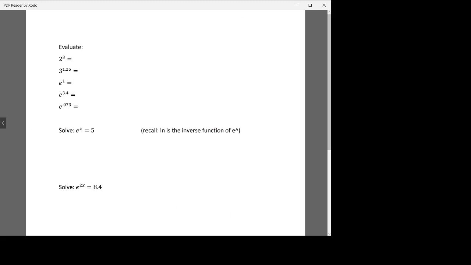And 2 to the third power, just remember, 2 to the third power means you have 2 times itself 3 times. So 2 times 2 is 4. From that, 4 times the 2 is 8. So you can only multiply 2 things at a time.